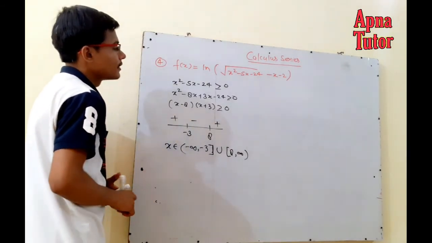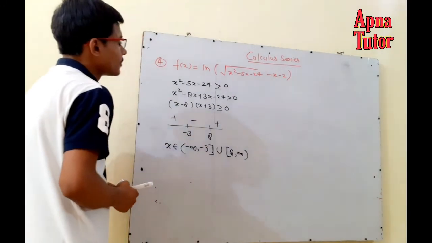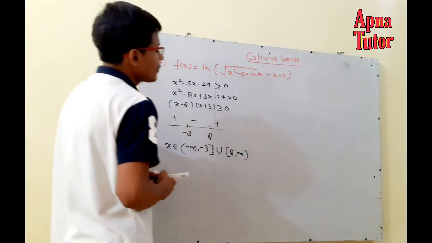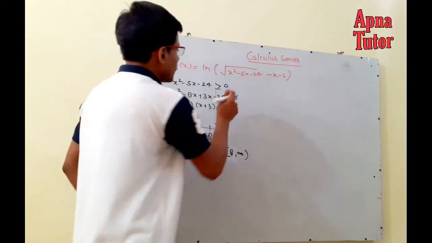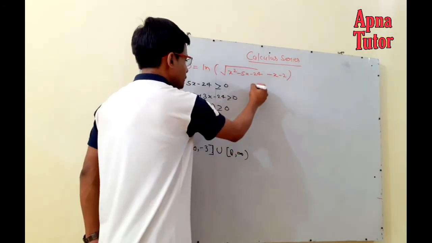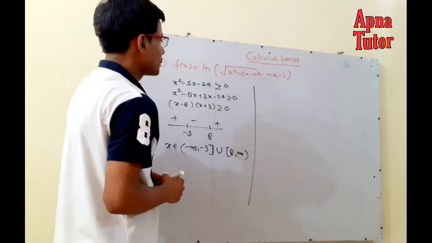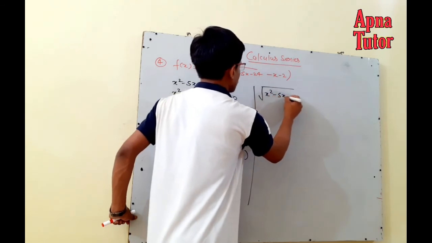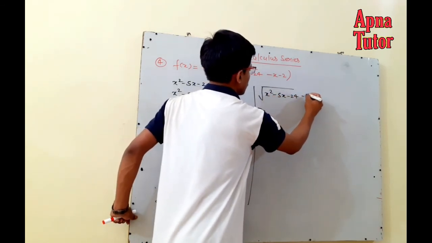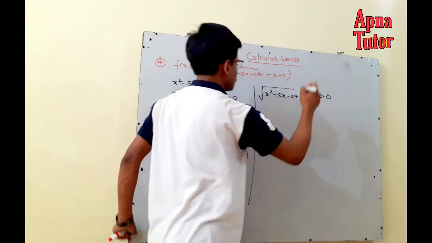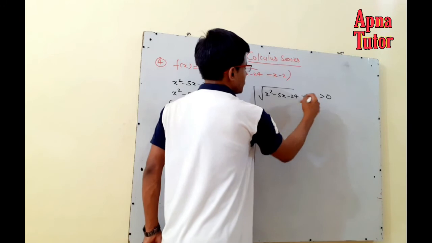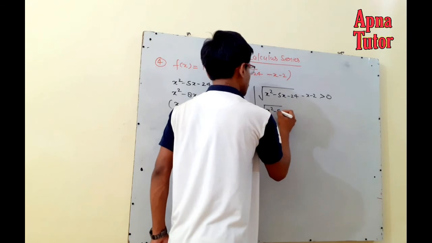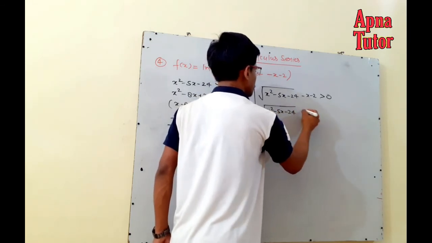Let us take another. So you made this quantity, and now you have to make this argument positive. So what you can write down is x square minus 5x minus 24 minus x minus 2, which is greater than 0. Take this part to the left hand side: root of x square minus 5x minus 24 is greater than x plus 2.